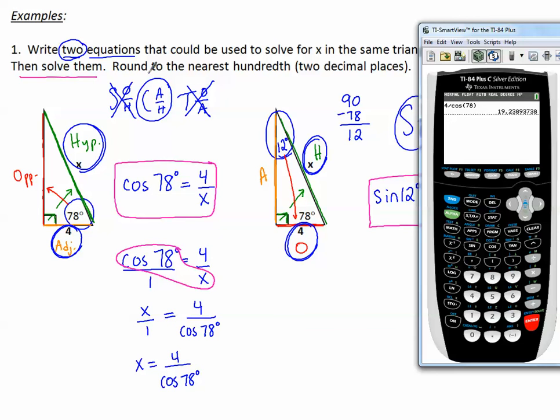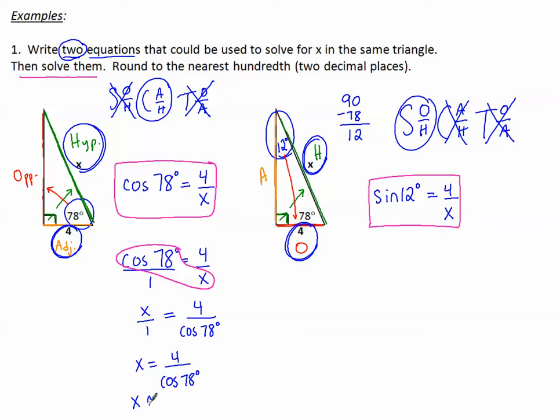The direction says round to the nearest hundredth. Always pay attention to the direction. Hundredth means 2 decimal places. So I'm going to look at 2 numbers past the decimal point, 1, 2. The number after is big enough to round that 3 to a 4, so 19.24. So let's write that. X is approximately 19.24. And there's our second answer.